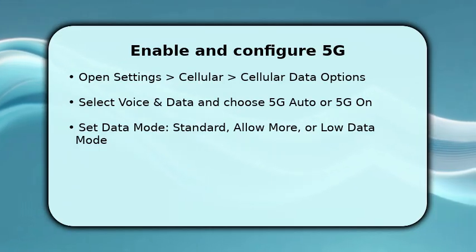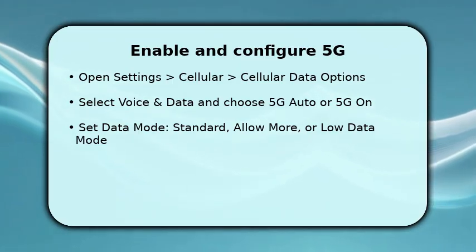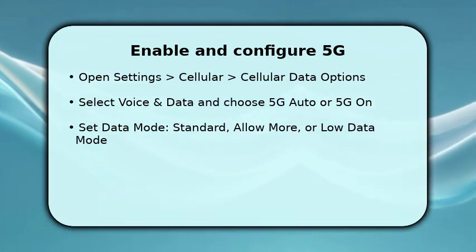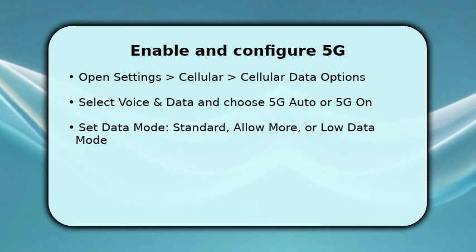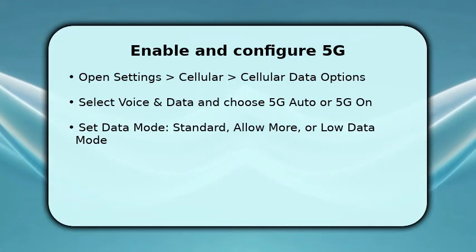Next, set data mode. Standard for typical performance, allow more data on 5G for high-quality streaming, or low data mode to conserve data. Make these choices deliberately because they determine speed, battery drain, and app behavior on 5G.